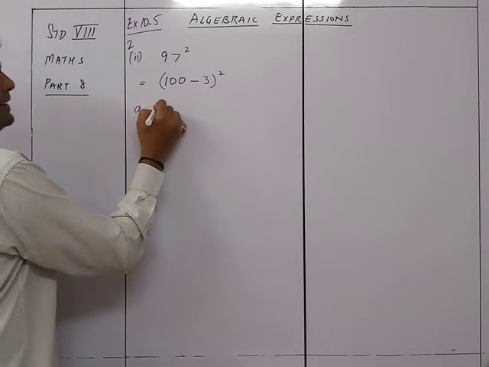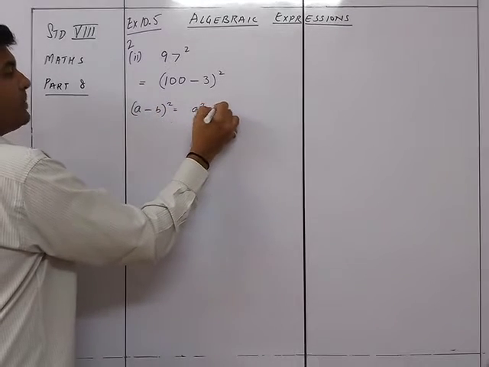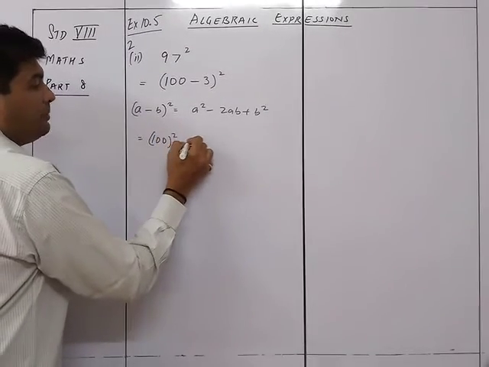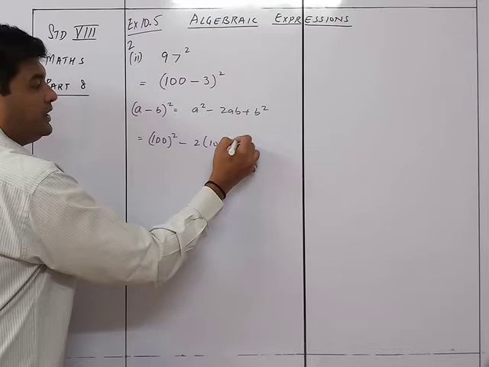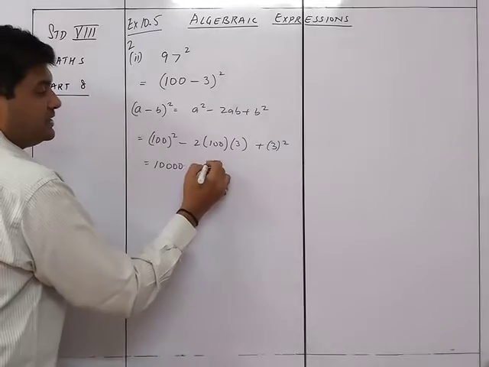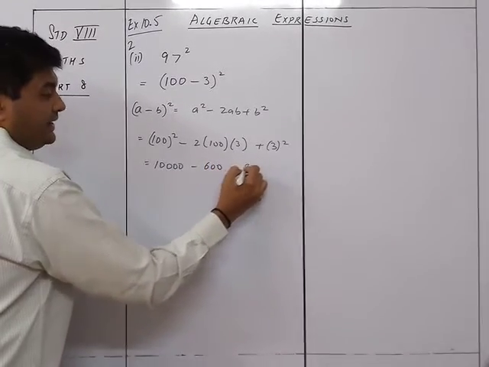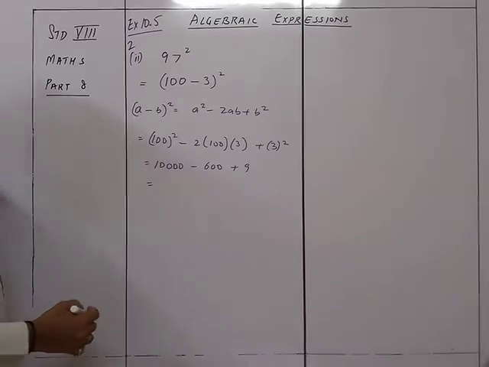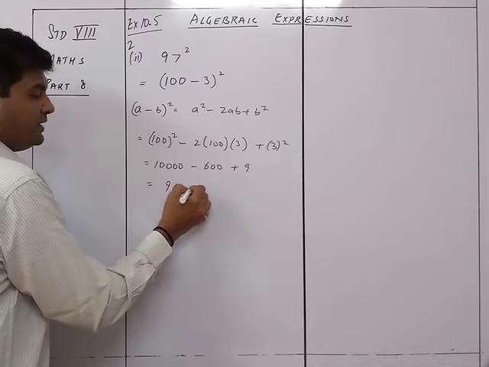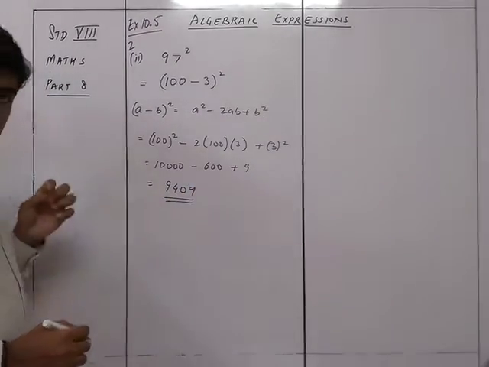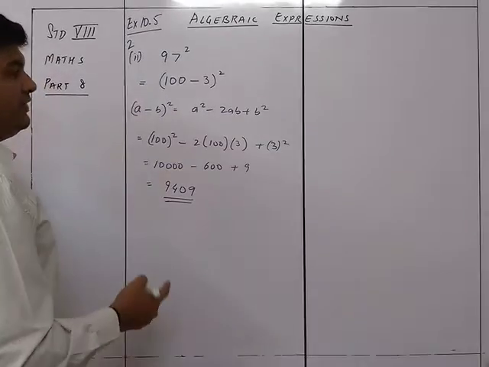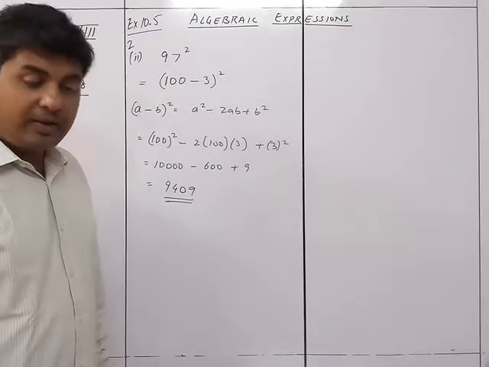The formula is a minus b the whole square is equals to a square minus 2ab plus b square. So that's why it is nothing but 100 the whole square minus 2 into 100 into 3 plus 3 the whole square. So that gives you 10,000 minus 600 plus 9. So that will be 10,000 minus 600 is 9,400, so 9,400 plus 9, so 9,409 will be the answer. Okay, this is 9,409.